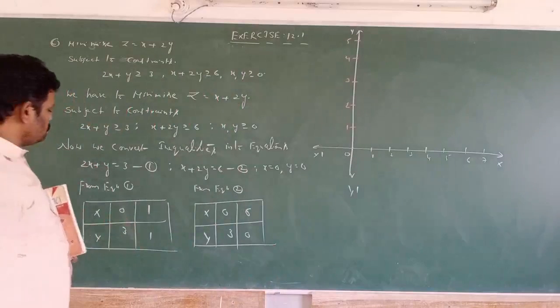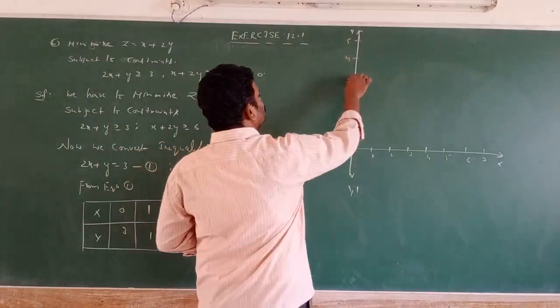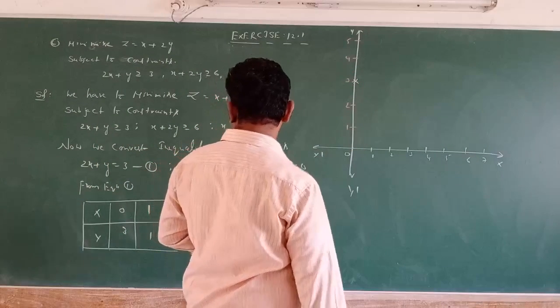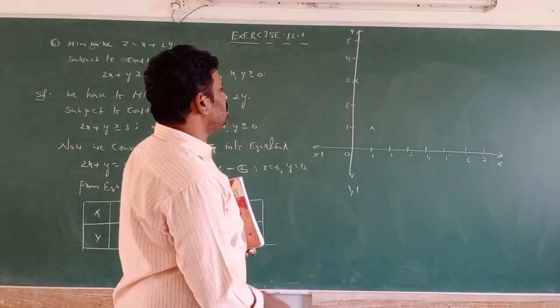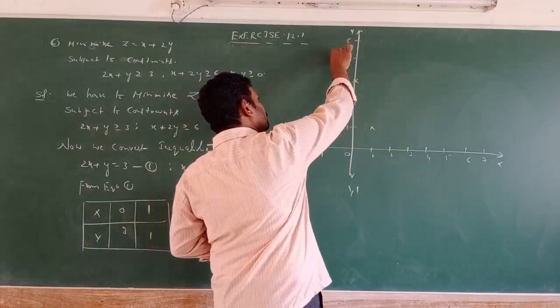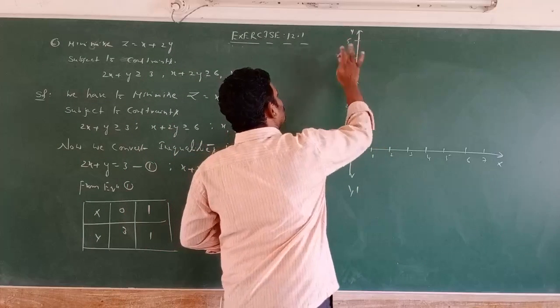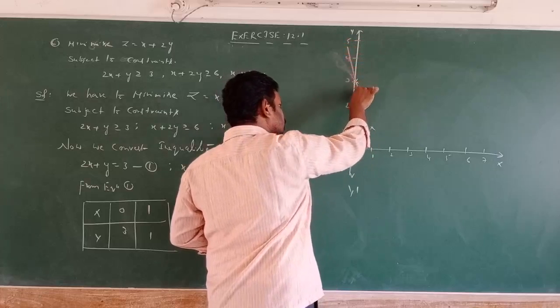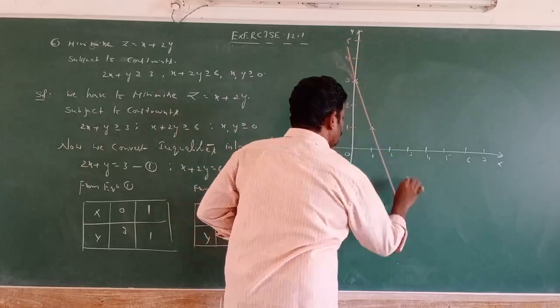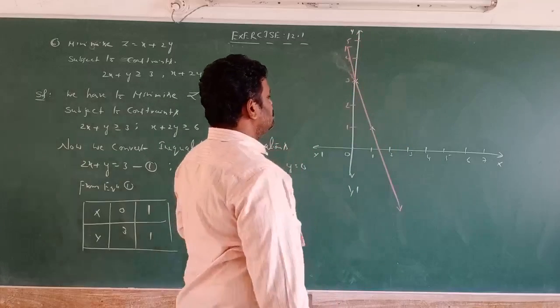x is equal to 0, y is equal to 3. x is equal to 1, y is equal to 1. Now if you want to draw the line passing through these points, see. Passing through this one. Okay, that is the one line equation.